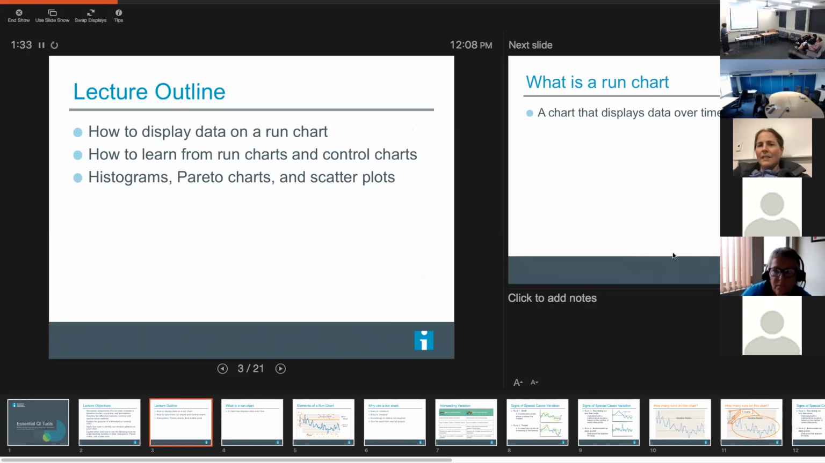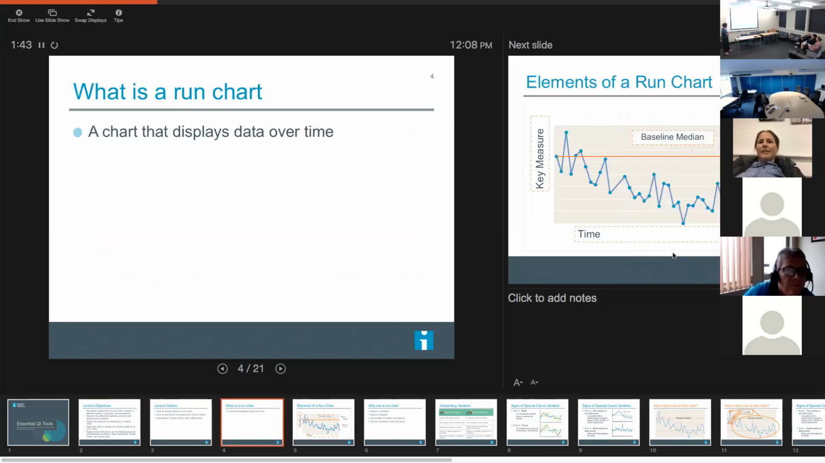So what we're going to start with here is how to display data on a run chart, what we can learn from those run charts and control charts, and all the other stuff. So that's the outline of where we're going.